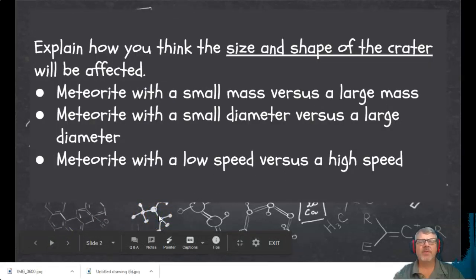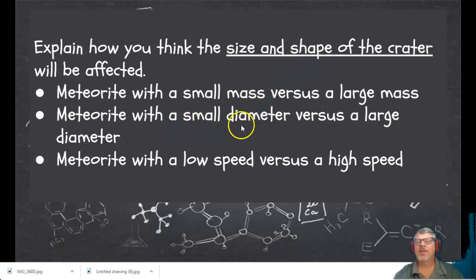So we're going to start off with a quick write, and we're going to write this down in our notebook. They want to know if you had a small mass or a large mass, how would that affect the size and shape? Or if you had a small diameter or a large diameter, how is that going to affect the size and the shape of a crater? Or if you had a meteorite with low speed versus high speed, how would that affect the size of the crater?